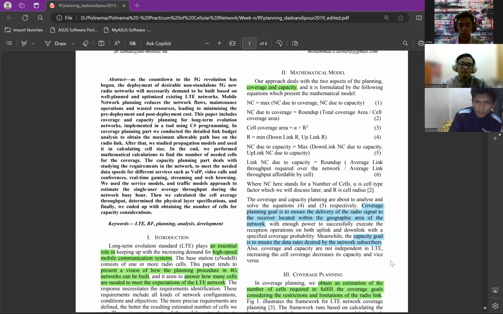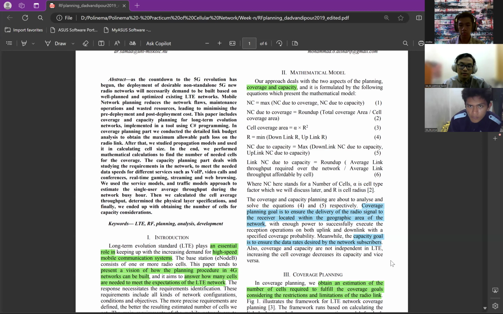And number 5 is NC for capacity, or equation 5. This calculates the number of cells needed to handle the desired network traffic. And the last is link NC for capacity, or equation 6. This explains the calculation of the number of cells needed for a specific link based on capacity.